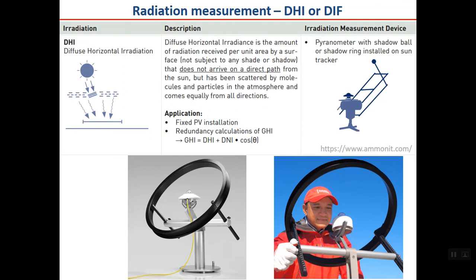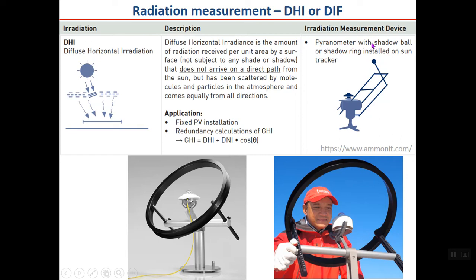The next solar radiation measurement is DHI, or diffuse horizontal irradiation. Diffuse horizontal irradiation is the amount of radiation received per unit area by a surface not subject to any shade or shadow that does not arrive on a direct path from the sun. So in some way you will prevent the direct sun rays from hitting the sensor. How is it measured? It is measured by the same pyranometer as I explained before.